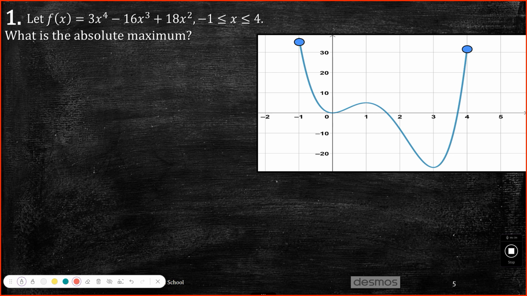So let f of x, input it. Control enter, f of x equals 3x to the fourth minus 16x to the third plus 18x squared. Enter it. So it saved it.